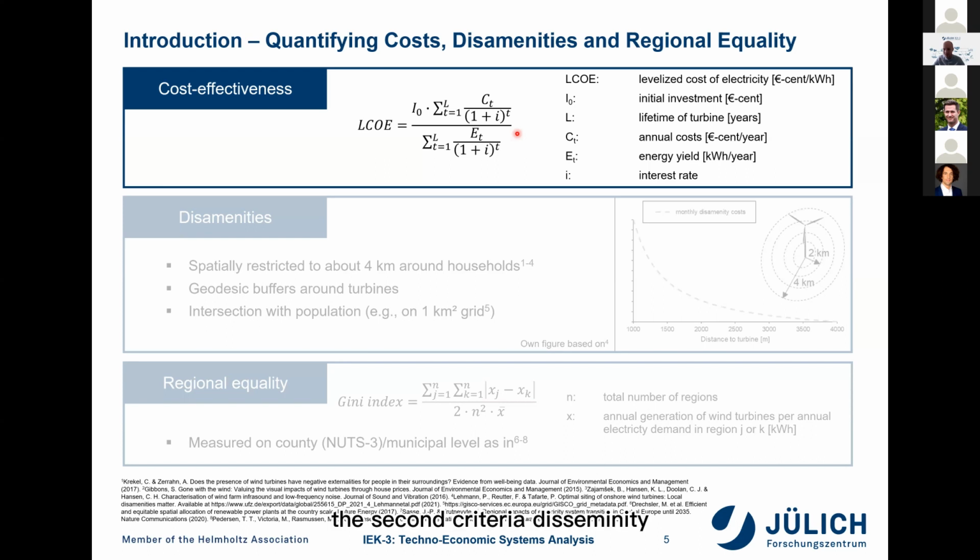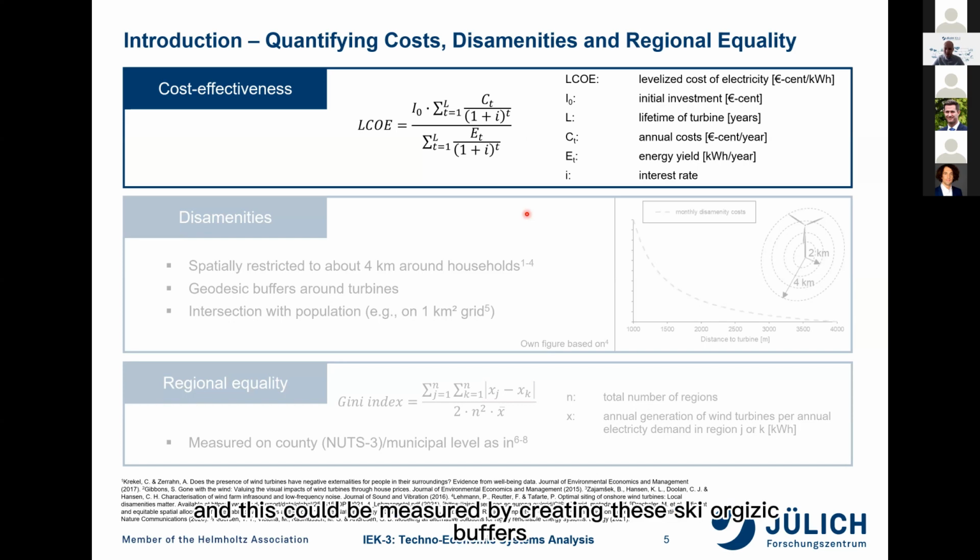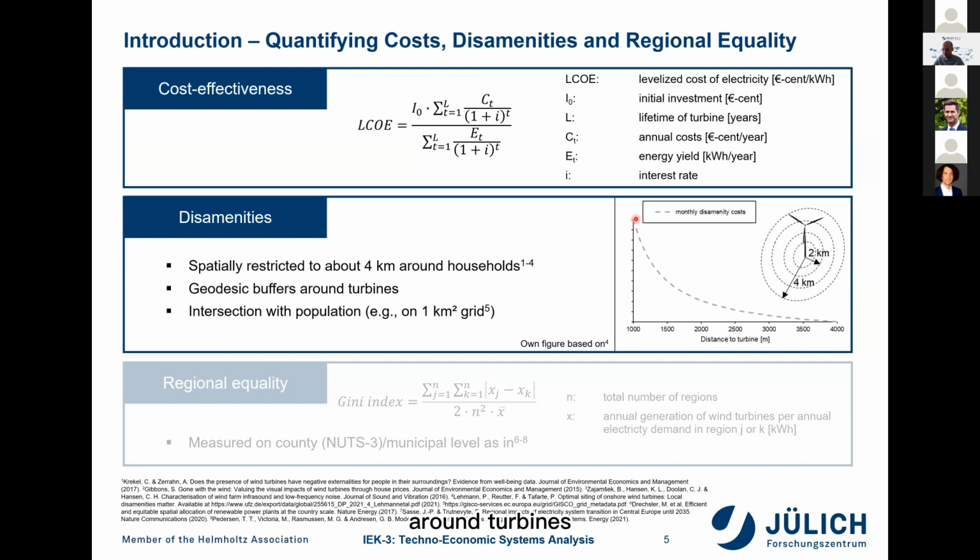The second criteria, disamenity, is usually restricted to an area of about 4 kilometers. You can see here in the diagram the monthly disamenity costs, which decrease to 0 at a distance of 4 kilometers. And this could be measured by creating these geodesic buffers around turbines that you can see here, and then intersect the population numbers with these buffers.